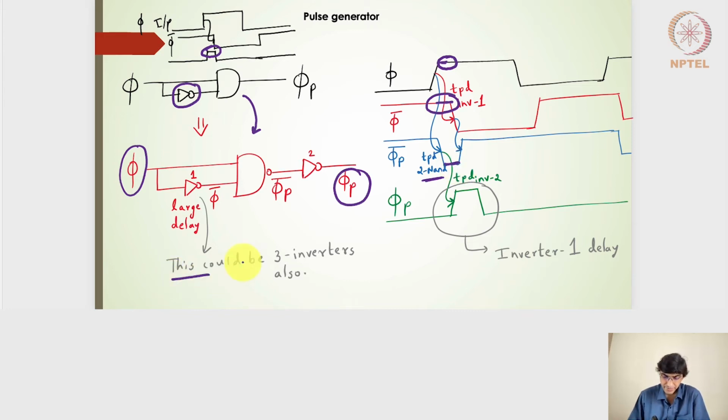And this could easily be 3 inverters as well. If I have 3 inverters, it is likely to be of the same dimensions as the 1 inverter. Then an odd number of inverters is likely to give me a little bit more delay, so a little bit more overlap among phi and phi bar, and thereby I will get a larger pulse width, right? So for generating a pulse signal with a pulse width, this simple circuit can be utilized comfortably.